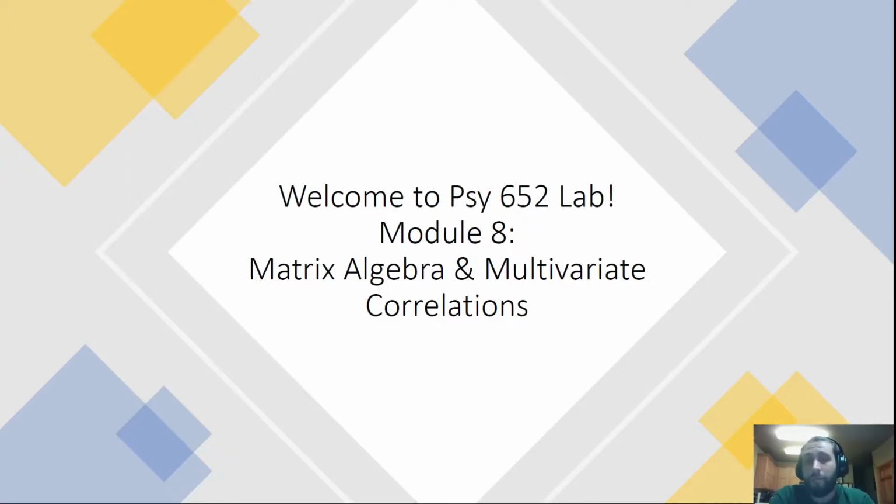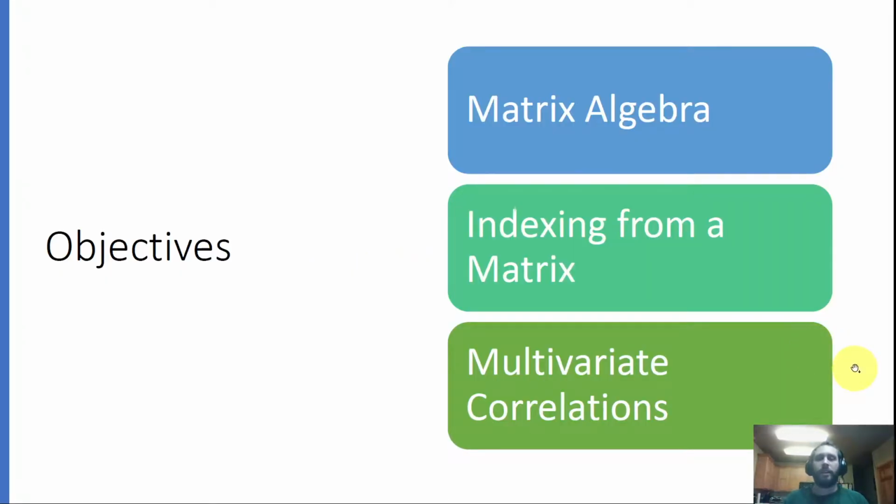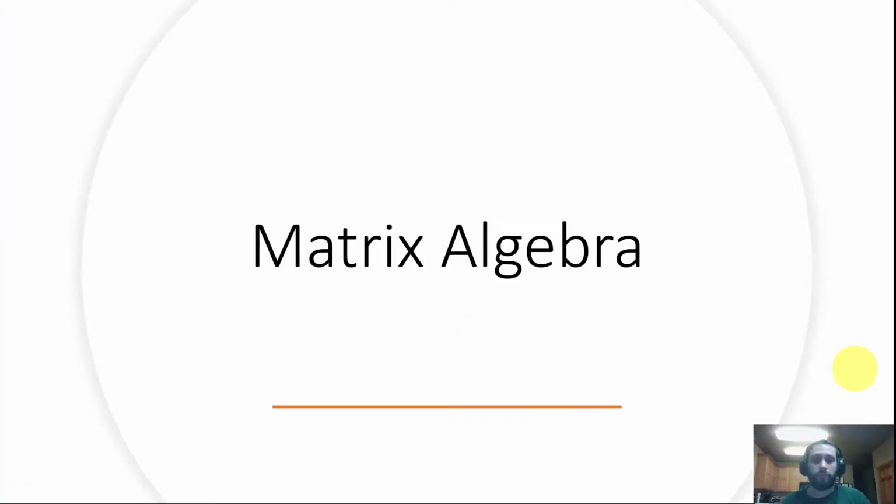Today we're going to be talking about matrix algebra and multivariate correlations. Now, I'm going to assume that a lot of this is new to y'all, so I went ahead and prepared a little slideshow beforehand to talk about some of the essential concepts of today's lesson. For my objectives, we're going to first talk about what matrix algebra is. Then I need to teach you a concept called indexing from a matrix in R, and then we'll talk about multivariate correlations. So let's start off with matrix algebra.